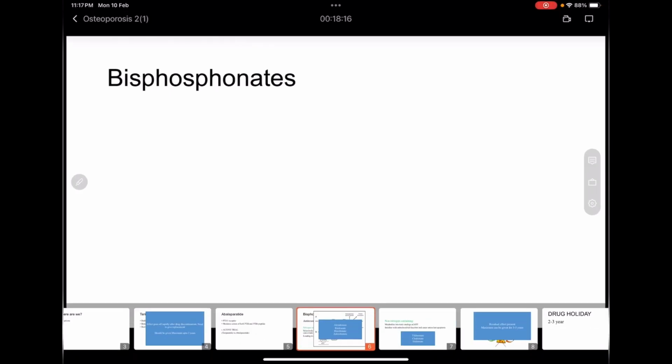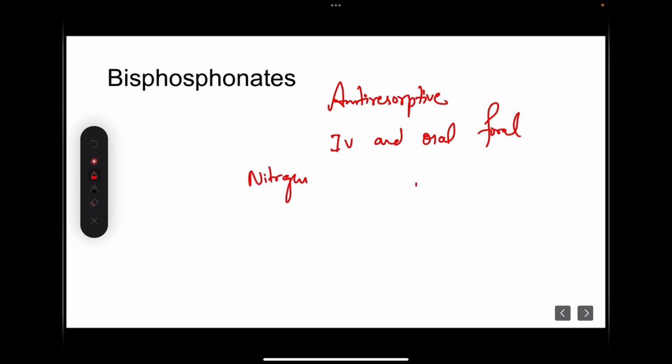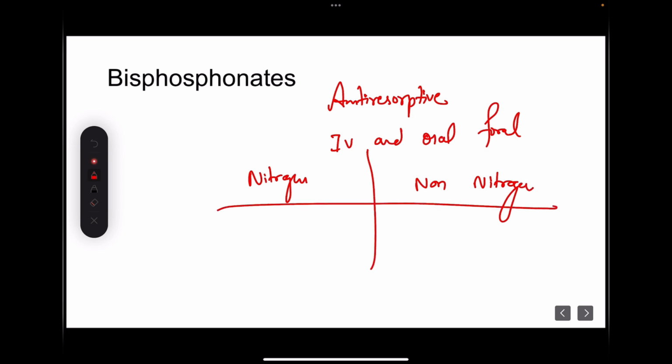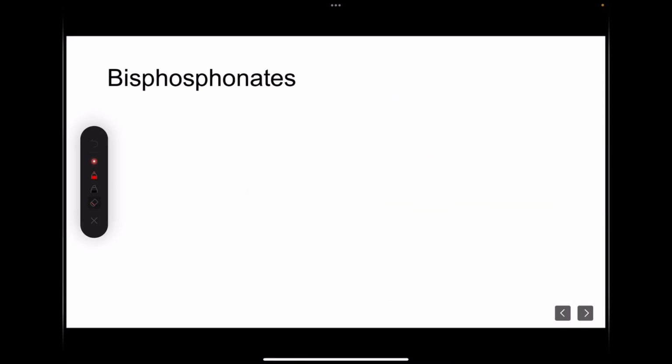Now coming to the bisphosphonates, we have already discussed that they are anti-resorptive agents which are present in both IV and oral forms. And there are two kinds of bisphosphonates. One is nitrogen containing, another is non-nitrogen containing. What is the mechanism of action and what all drugs are included in these categories, we will be discussing in this slide shortly. So let's just erase it.